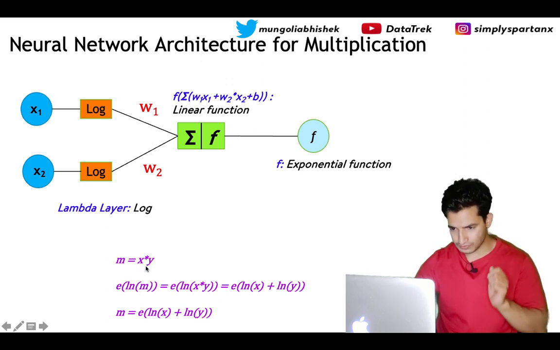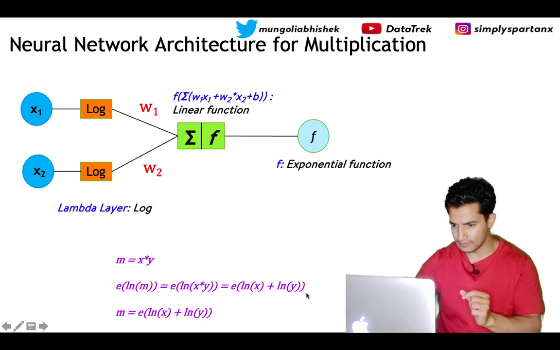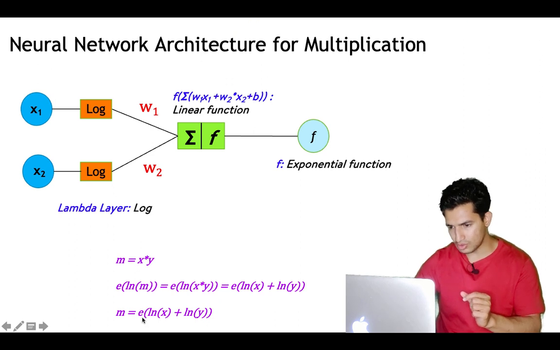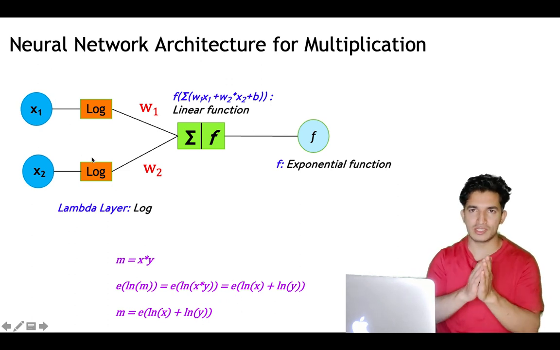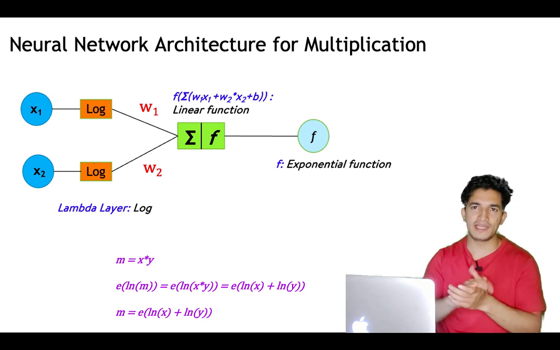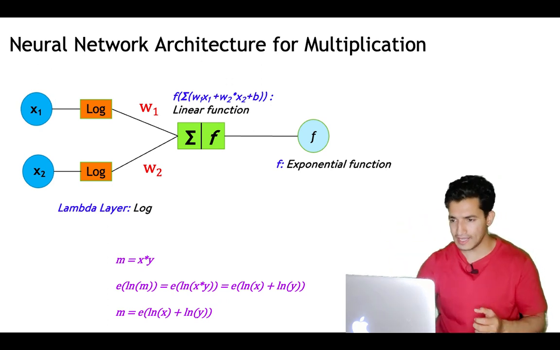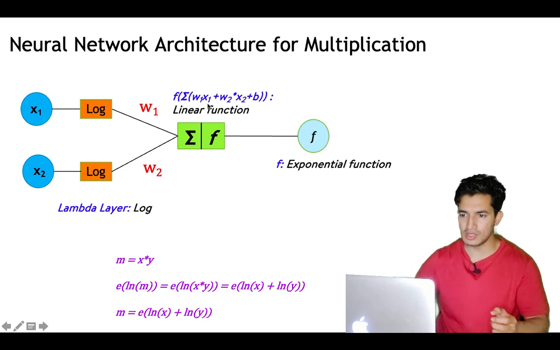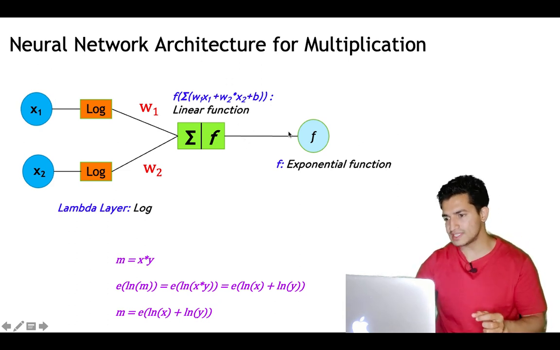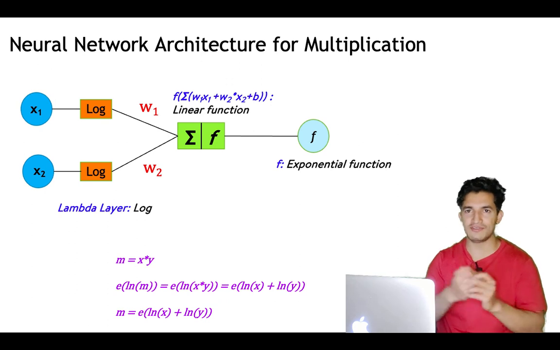But on the right hand side, a lot of things change. When we take the exponential and log of x cross y, we know that log of x times y can be written as log x plus log y, which is further simplified to the exponentiation of log x plus log y. So the trick we can use is, as soon as we get the input, we pass it through a lambda layer of log, and now multiplication just becomes an addition problem, where the logs of the inputs are added. It can then be passed through a neuron which will do the weighted summation, that is, add the two terms, and then we simply pass it through a nonlinear activation function which can be an exponentiation function, and we will have the multiplication done.